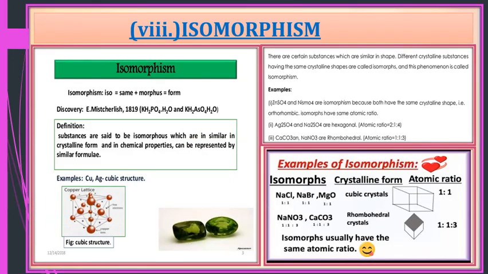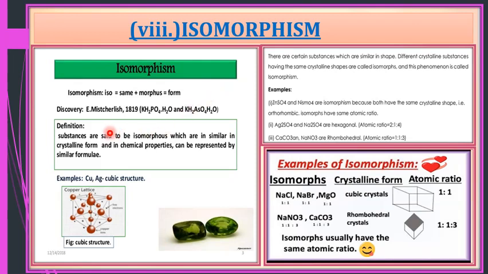The next property is isomorphism. Isomorphism is the basic concept. What is isomorphism? Substances are said to be isomorphous which are similar in crystalline form and in chemical properties and can be represented by similar formulae. There are certain substances which are similar in shape. Different crystalline substances having the same crystalline shapes are called isomorphs, and this phenomenon is called isomorphism.